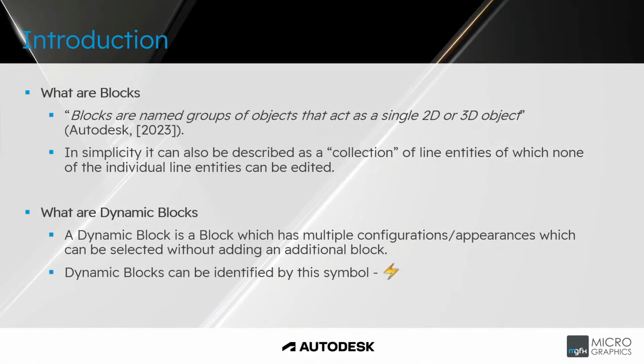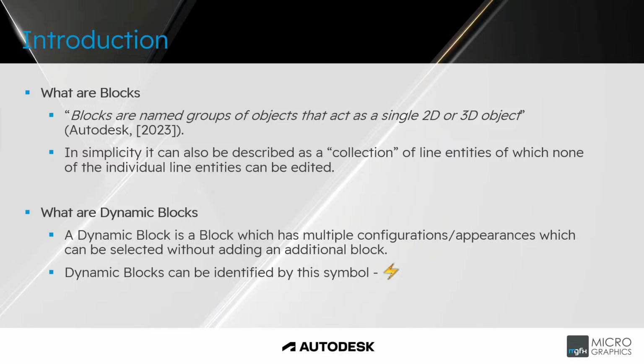Firstly, let's start off with what blocks are. Blocks are named groups of objects that act as a single 2D or 3D object, as per the Autodesk website. In simplicity, it can also be described as a collection of line entities of which none of those individual line entities can be edited. They can be edited by exploding them, but then of course it loses its block properties. Think of a polyline, which is a lot of different line entities that act as a single entity that you can move around. Blocks can also contain circles and other shapes inside of them and then be moved as a single entity all over the drawing without having any of those entities necessarily touch each other or run in a line, if that makes sense.